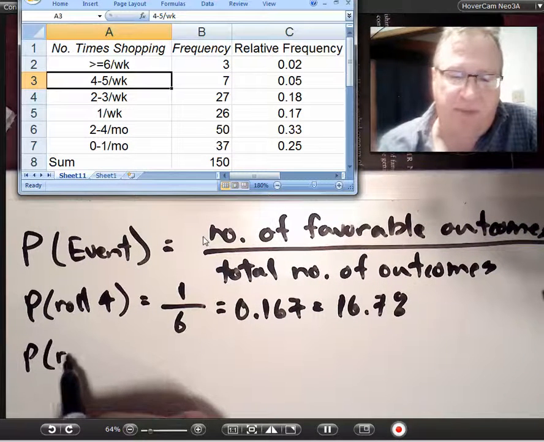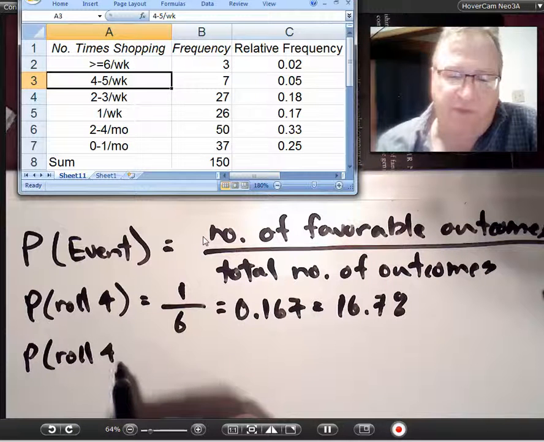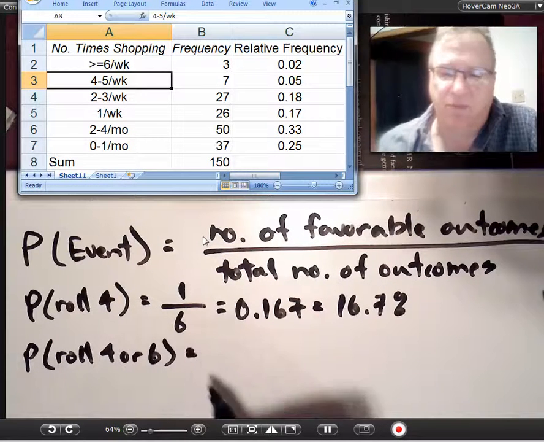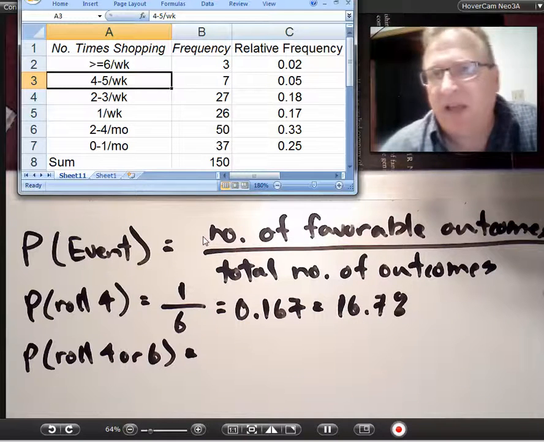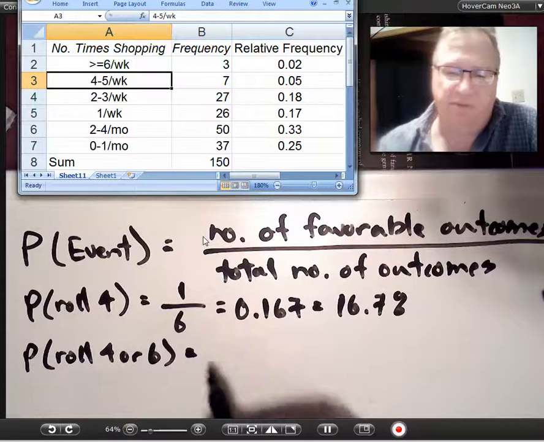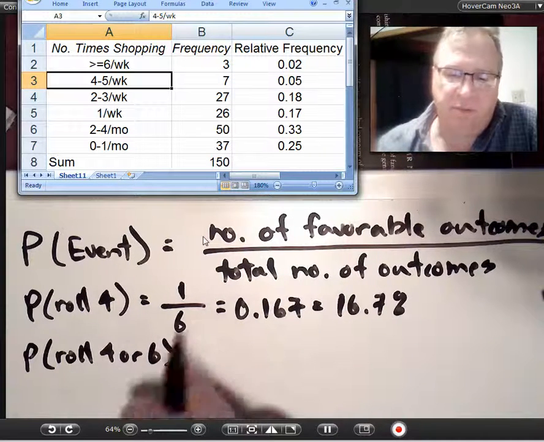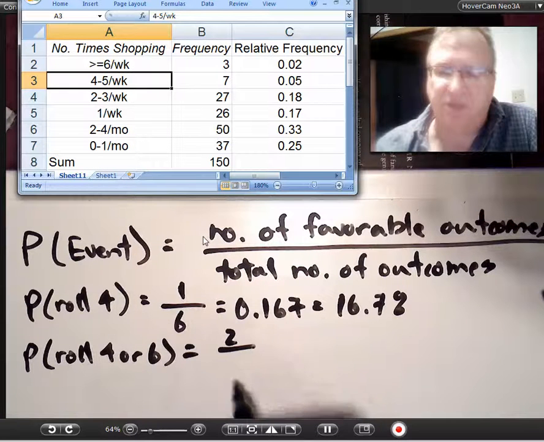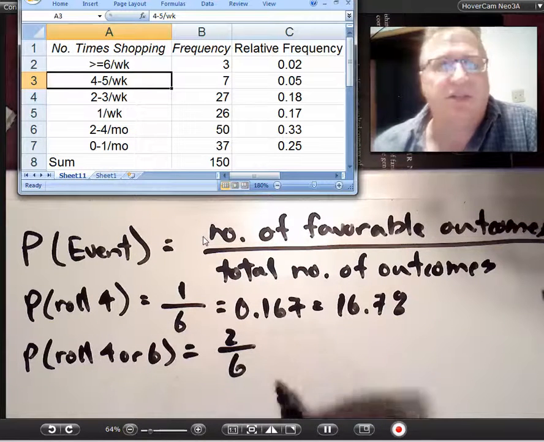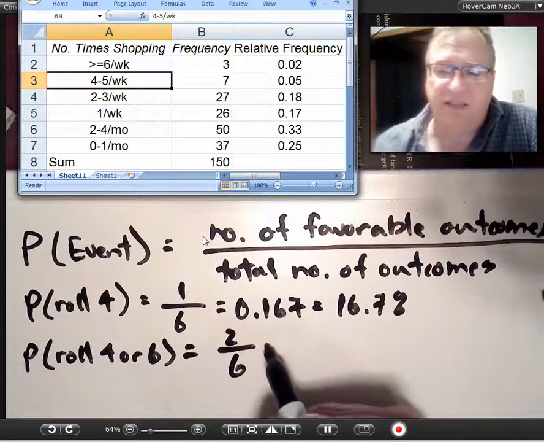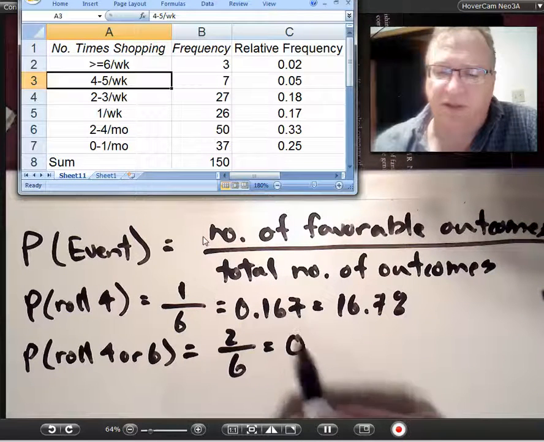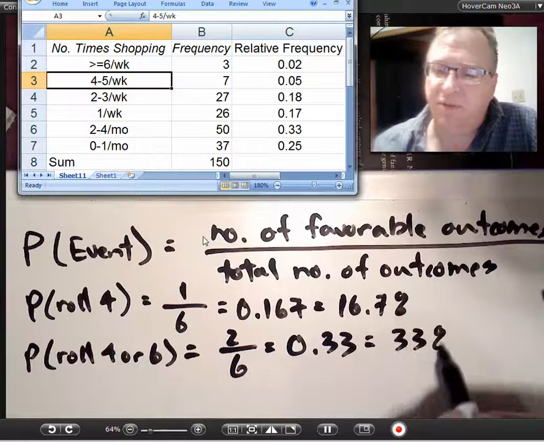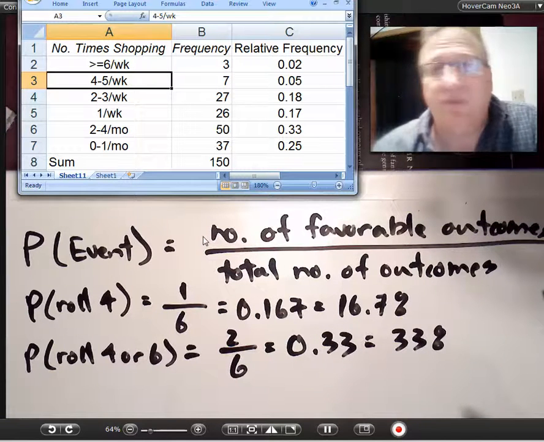Okay, let's mix it up a little bit. How about the probability that I roll a 4 or 6? Well, how many favorable outcomes can I have? There's 2 of them, either 4 or 6. There's still 6 total. We have 1 die. It's got 6 sides. And so that's a third, or about 33%. That's the probability of rolling a 4 or a 6.